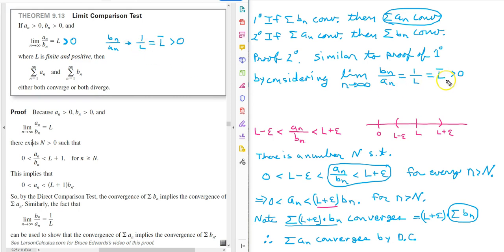And now once you have this fact, you can basically just repeat the proof of part 1, but instead of using L, you would use the number L bar, and the proof is exactly the same. And all of your Ans and Bns down here in this part of the proof would just flip. The Ans would become like the Bns, and the Bns would become like the Ans. And so that concludes the proof of our limit comparison test.